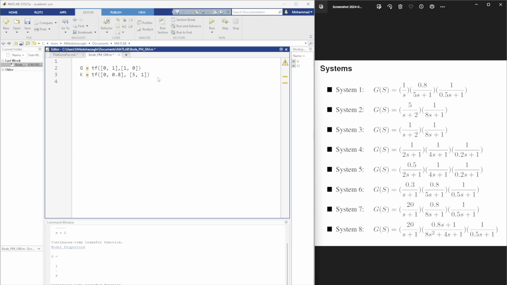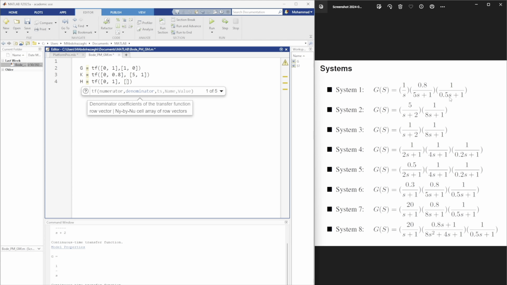The third one could be H, for instance. The third transfer function. So again, TF, 2 brackets. The first one, the numerator. We don't have any coefficient for s, so that will be 0, comma 1.